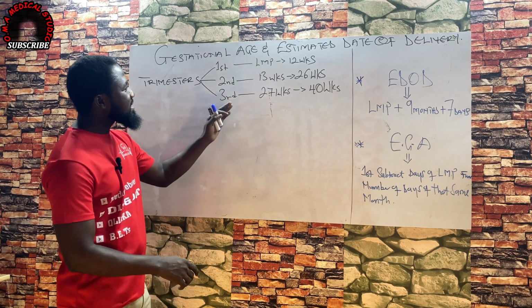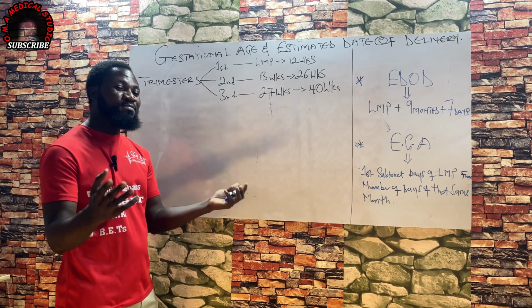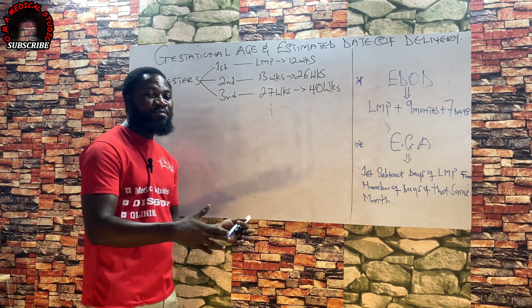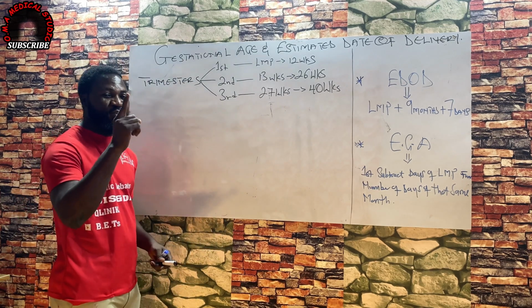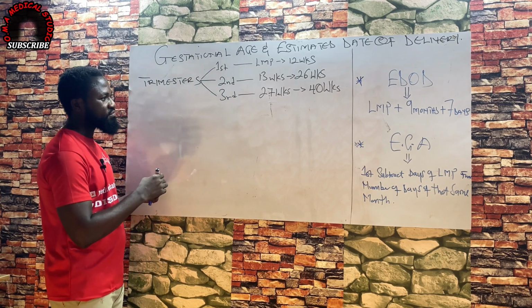Right, so let's take the gestational age first. Just maybe you have tested positive for pregnancy using the urine test kit, and you want to know. The first thing you need to do is know your last menstrual period. So you need to know this.